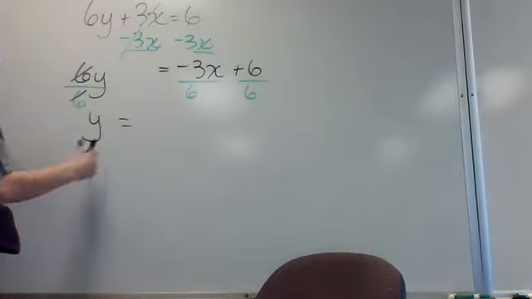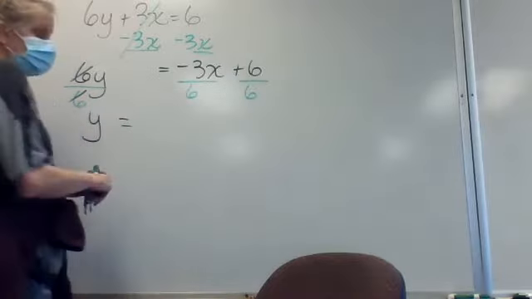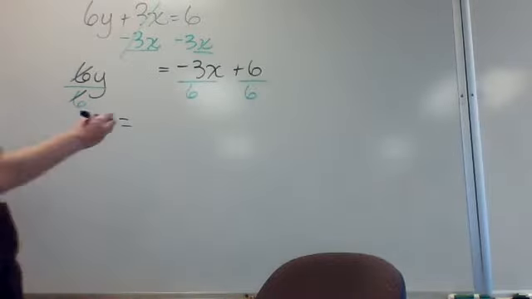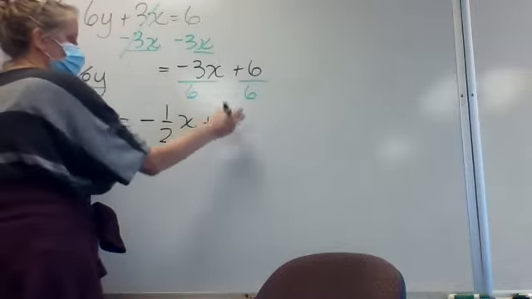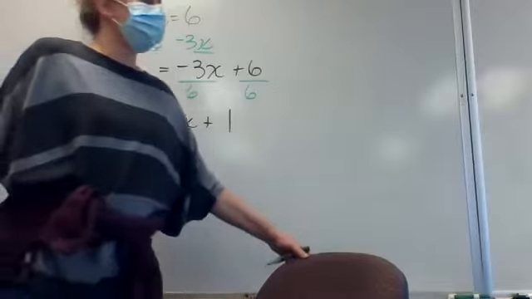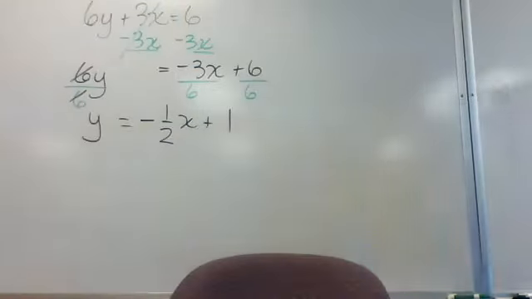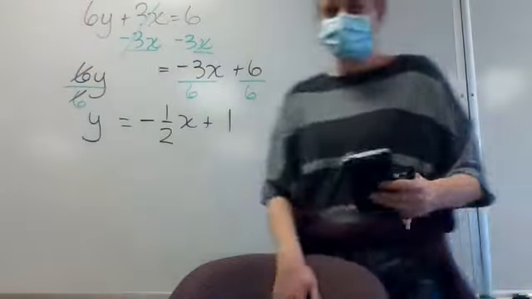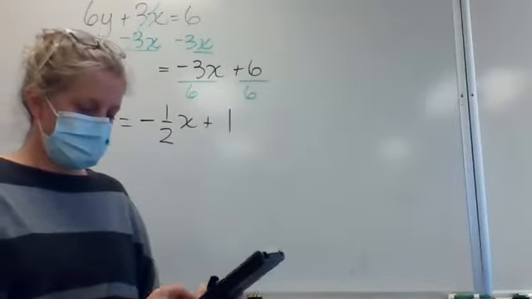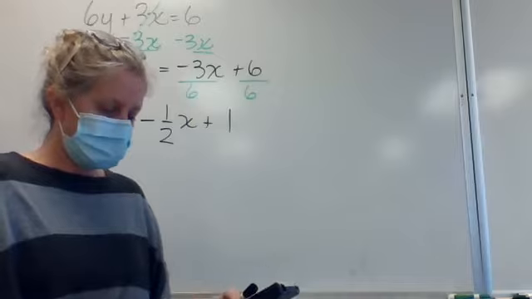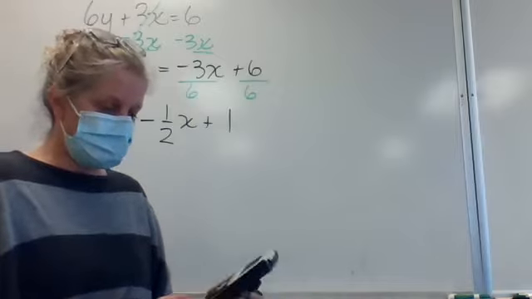So now you have y equals negative 3/6, which will reduce to negative 1/2 x, plus 6 over 6 is 1. So that's what you're going to put in your y equals: negative 1/2 x plus 1. So you'll go to y equals negative 1 over 2 x plus 1.